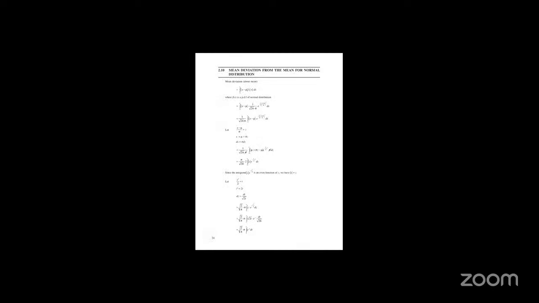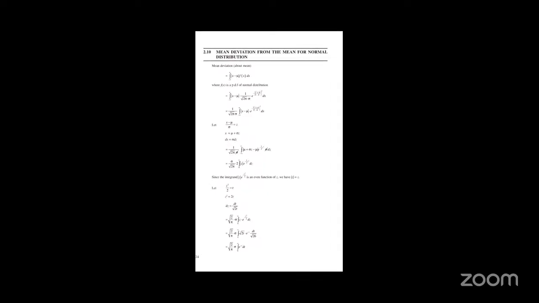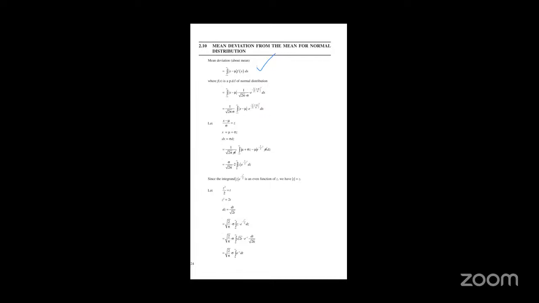This is the value for the even numbers if n is equal to 0, 1, 2, 3. So this is the mean deviation from the mean for the normal distribution. This is the derivation we need to check once. Mean deviation about the mean is the integration from minus infinity to infinity of mod x minus mu times f of x into dx. For this, f of x will be the same PDF of the normal distribution. We'll substitute it, take this outside, again do the transformations, and we'll get the value as this.